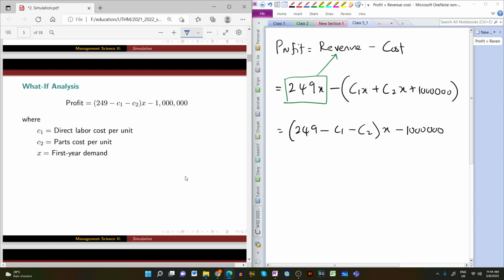In this one also you need to copy. This one also you have to copy in your slide.